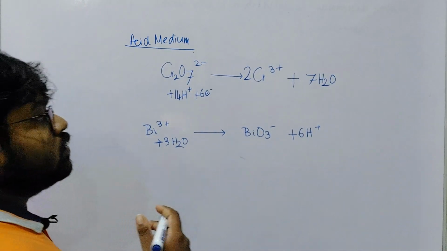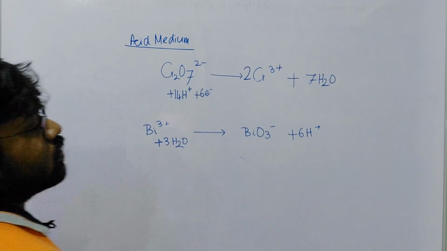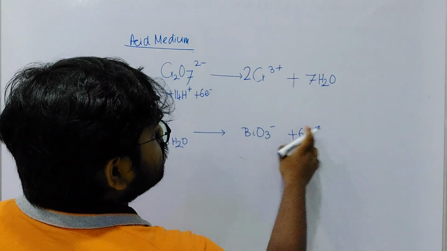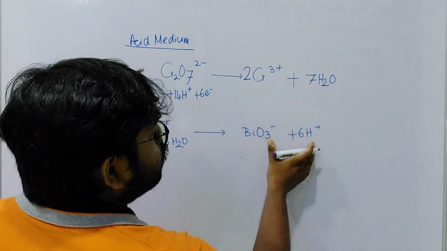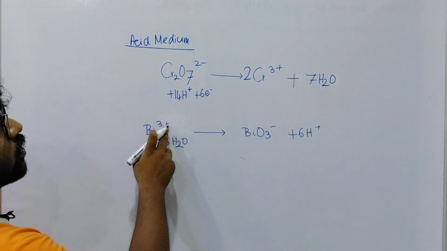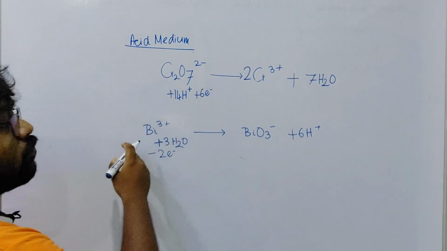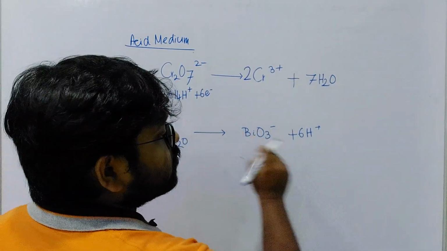Now we need to check whether the charge is also balanced or not. 6 positive charge and 1 negative charge, so overall 5 positive charge. On this side there are 3 positive charge. So just remove 2 electrons, to get 5 positive charge on both sides.